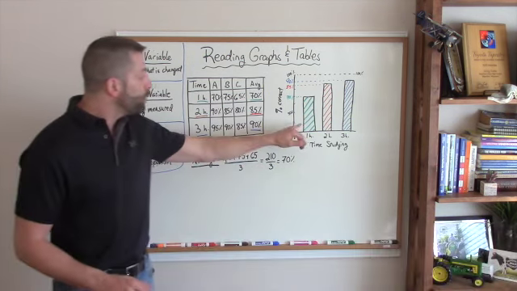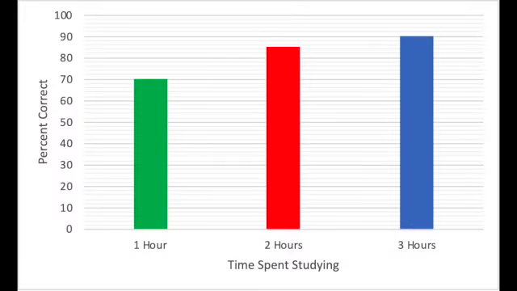Knowing that, we can then read the graph. For 1 hour of studying, we had an average performance of a 70%. For 2 hours of studying, we had an average performance of 85%. And for 3 hours of studying, we had an average performance of 90%.